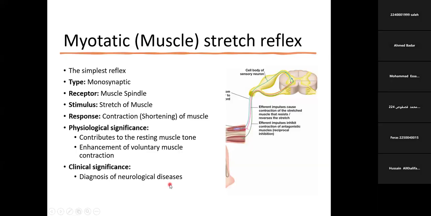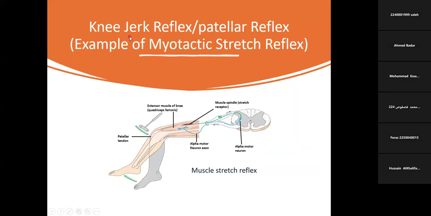Up till here, are you confused? What am I discussing? I am discussing the muscle stretch reflex, which is monosynaptic, and its receptor is the muscle spindle. But what is this reflex? This is the famous knee jerk or patellar reflex. Everyone knows about it. If we hit this place, the patellar tendon, listen carefully, which comes from this big muscle called the quadriceps femoris muscle.